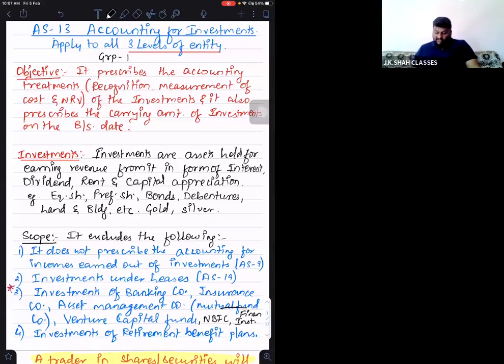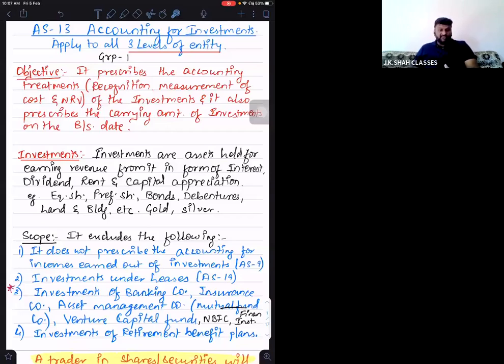Right? And mutual fund companies are called asset management companies. They are called AMCs, asset management companies. Venture capital funds are such companies which give fundings to the startups. They fund the startups. So for venture capital funds also, you will not be applying AS13. So for all these items given over here, AS13 is not applicable. Right? It is not even applicable for non-banking financial companies. It is not even applicable for financial institutions, because again, they have to follow the guidelines given by RBI only.